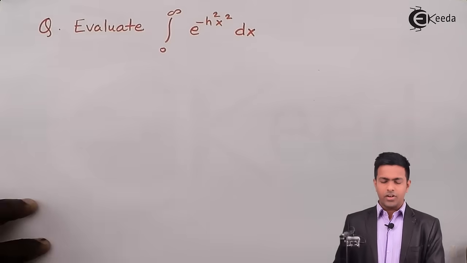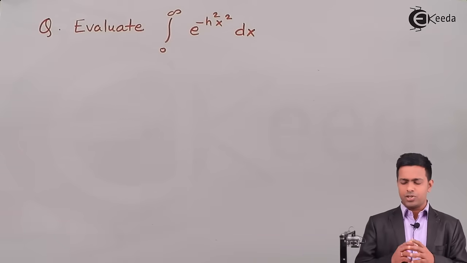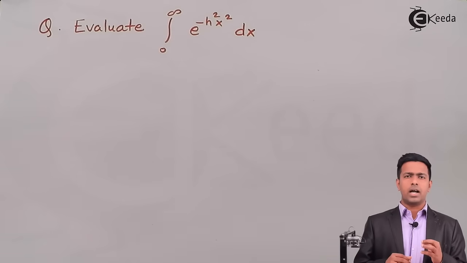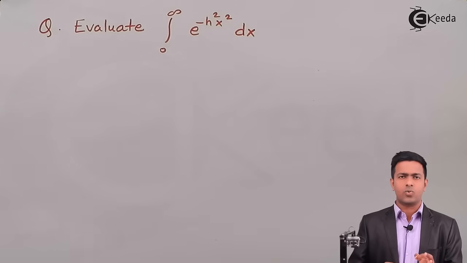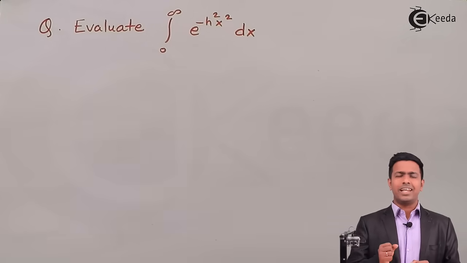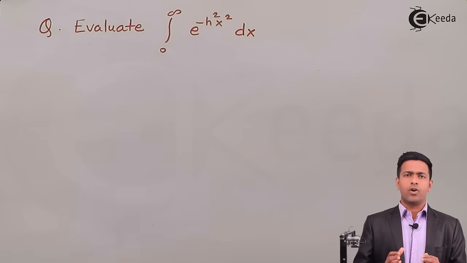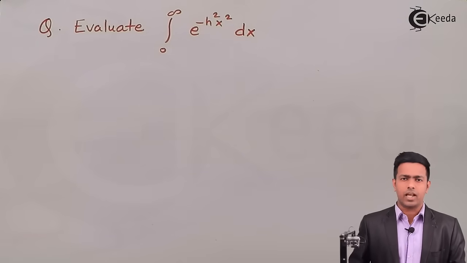So now, here we have a question: evaluate the integration from 0 to infinity of e raised to minus h square x square dx. Now the question is how to evaluate the integral. So guys, for that first of all we'll understand the definition of gamma function.